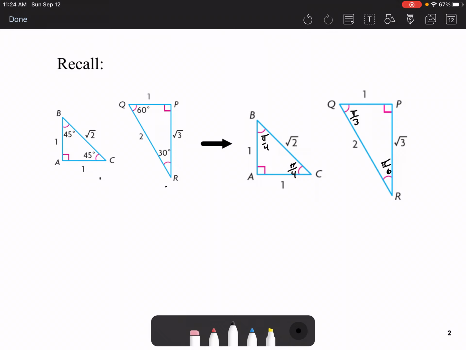So for instance, another option to write the pi over 4 triangle is to multiply everything by the square root of 2. If you multiply the lengths by square root of 2, the angles stay the same. This side becomes square root of 2, this side becomes square root of 2, and this distance turns out to be 2. Some people like to change these by multiplying or dividing by a constant.